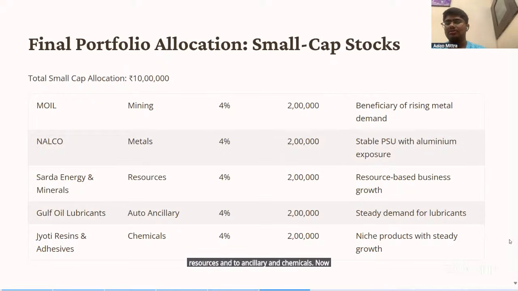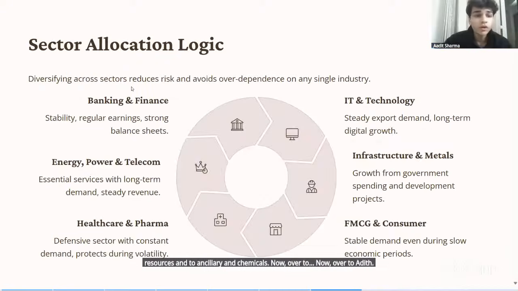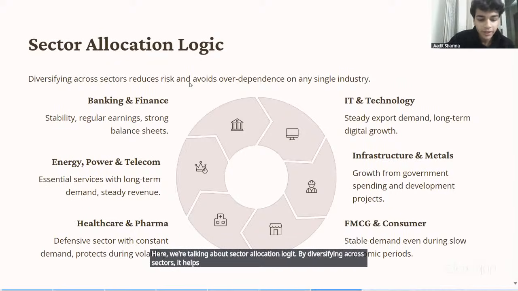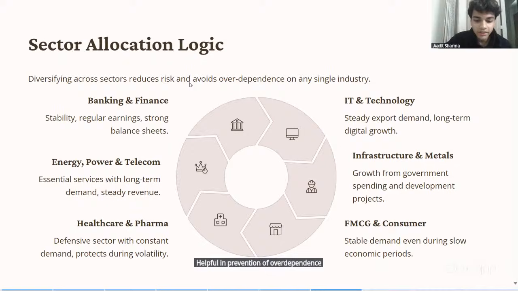Now over to Adit. Here we're talking about sector allocation logic. Diversifying across sectors helps reduce risk by spreading investments across different industries, and helps prevent overdependence on any singular sector, so that the portfolio can take charge even if one sector falls short.